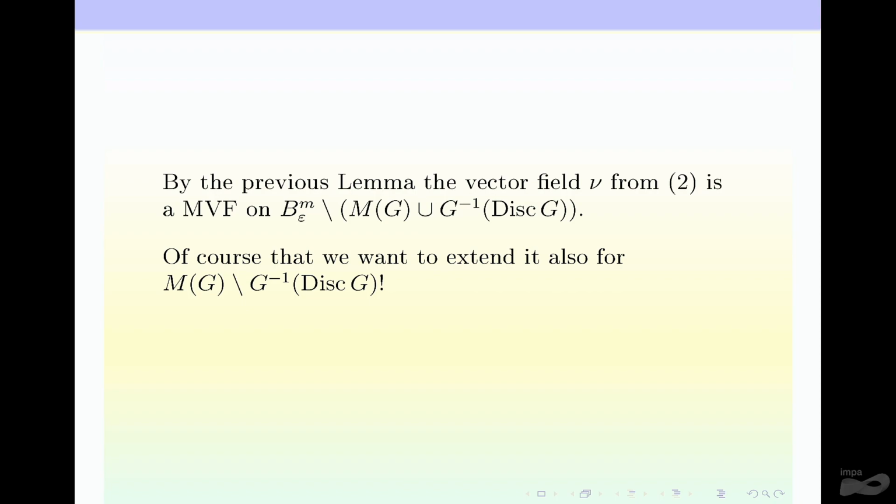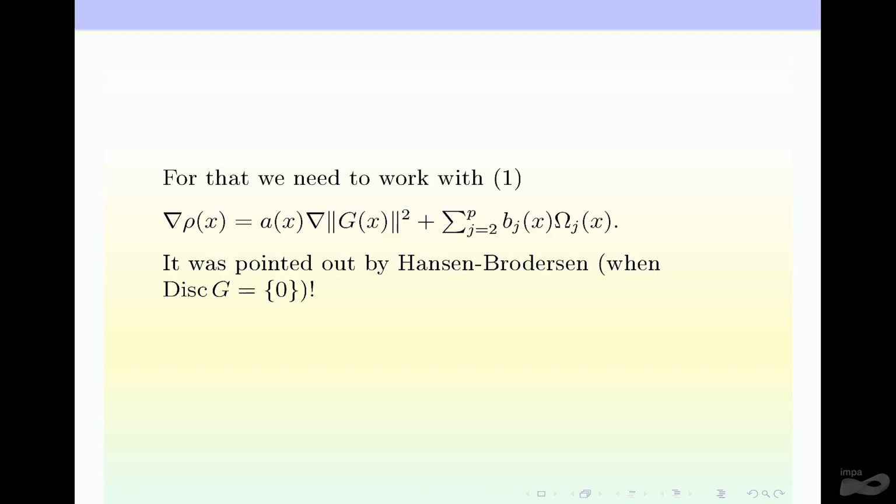Okay, let's see how we can do that. For that we need to work with such a guy again, okay? And this construction was pointed out by Hansen and Brodersen, but in the case where the discriminant is only a point, the discriminant set is only the origin. But you can extend such a construction just removing the appropriate set.